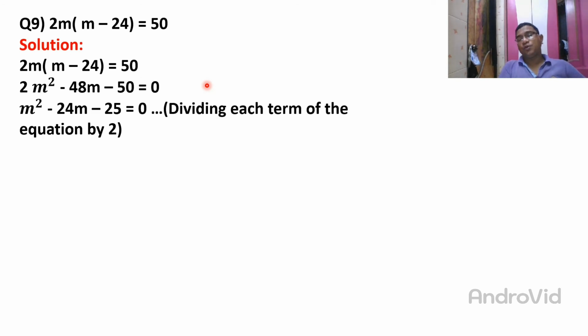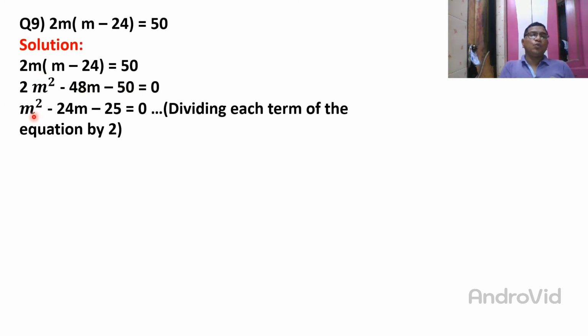Or another step, you can make it simple, meaning small. How can you make it small? This is the 2. This 2 can divide 48, and this 2 can divide 50. So when the 2 is divided into each and every term, then this equation becomes smaller.